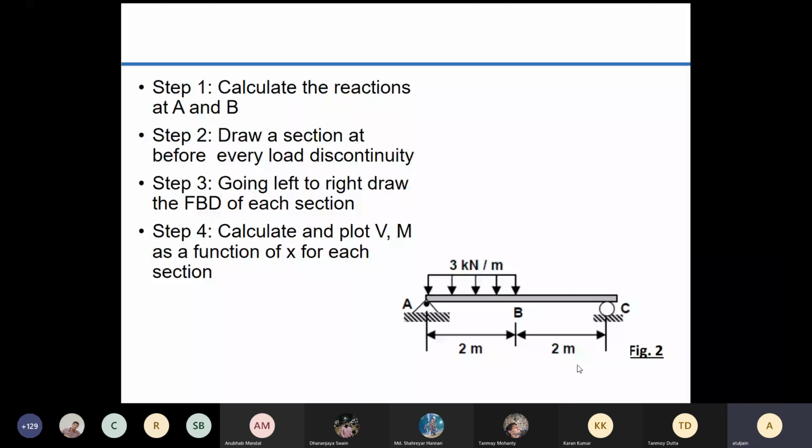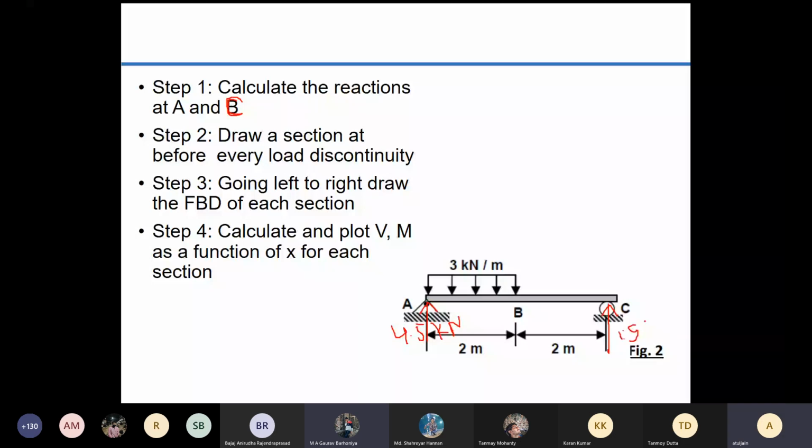What are the reactions at A and C? Can anybody tell me quickly? 4.5 at A and 1.5 at C, sir. 4.5 kilonewton. Okay, unit is important. Kilonewton. And 1.5 kilonewton.